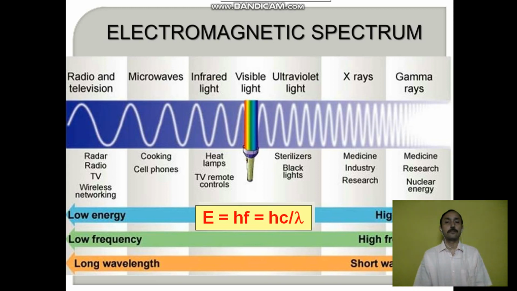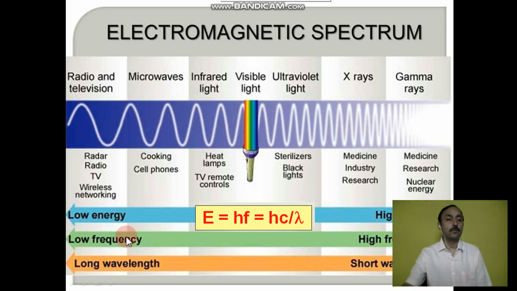So this is the electromagnetic spectrum. The middle of this is the visible light. Beyond it, with higher frequency and shorter wavelength, are the ultraviolet, X-rays and gamma rays. When the frequencies are less, we have heat lamps, cooking, radar, etc. Low energy includes radar, radio, cell phones, heat lamps, TV remote. High energy means ultraviolet, X-ray, gamma rays, etc.